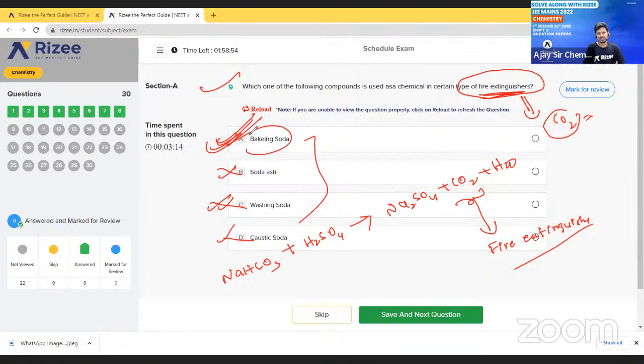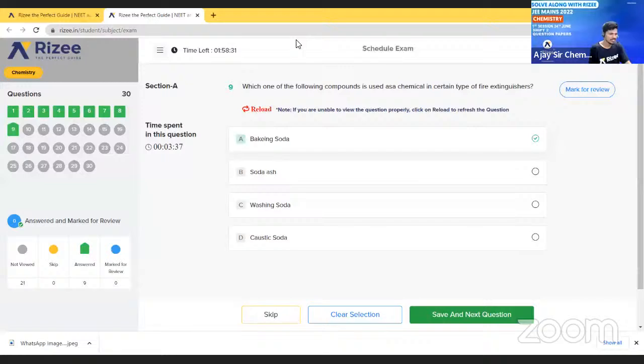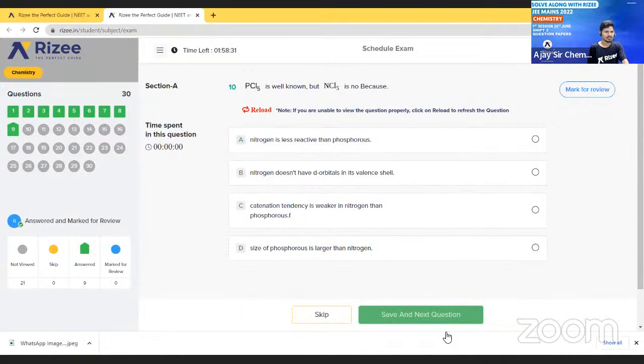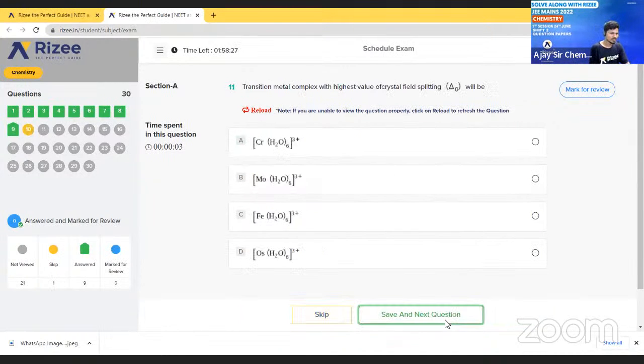CO2 what will it do? If fire is there, what can we do? I don't know what exactly I have to say in English, but no problem. I think you people understood. So what is the correct option? Option A is the correct option. Okay, let us go to the next question. What is the next question?